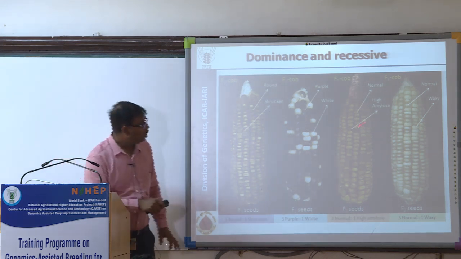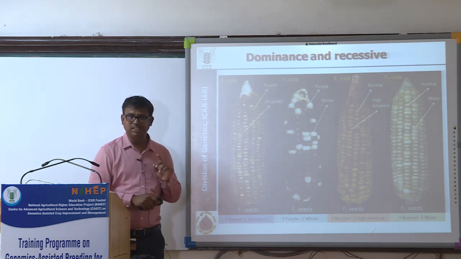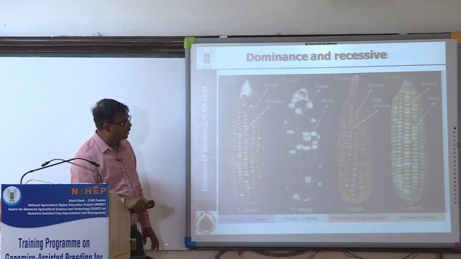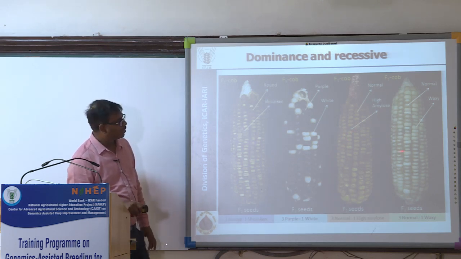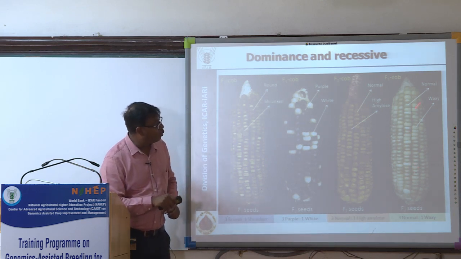So here also it is there. The gene is the amylose extender, a recessive gene. If it is a recessive homozygote, you will get these pale colored ones, so it will segregate 3:1. There is another gene called waxy.